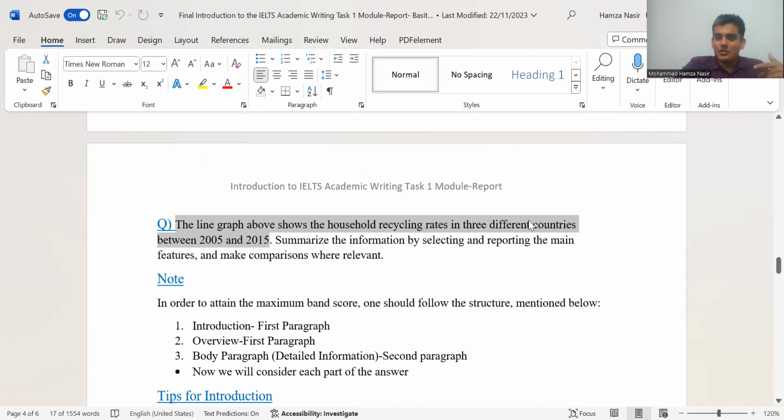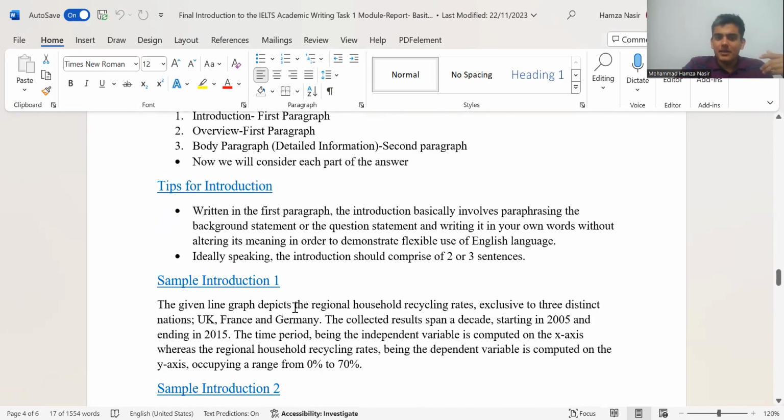Household recycling rates in 3 different countries between 2005 and 2015. What have I written? The regional household recycling rates exclusive to 3 distinct nations. Instead of countries, I've used nations: UK, France, and Germany. You can take 1 or 2 words from the statement as it is, but please do not copy paste the entire statement. You need to showcase your vocabulary. Okay, then I can talk further.